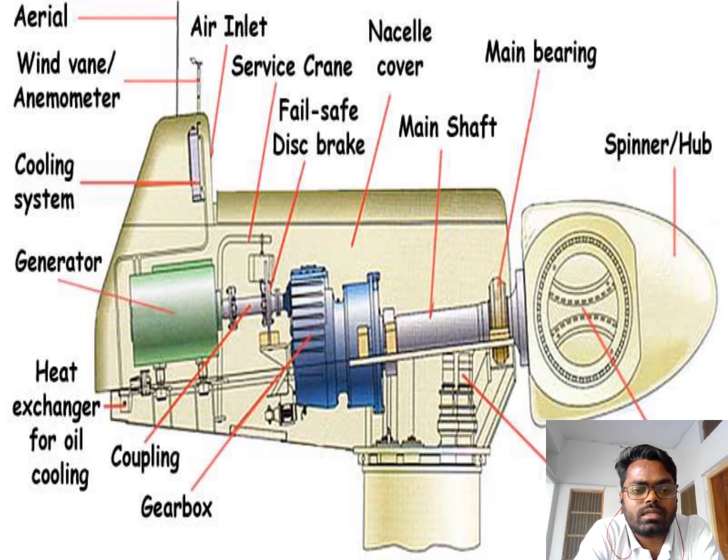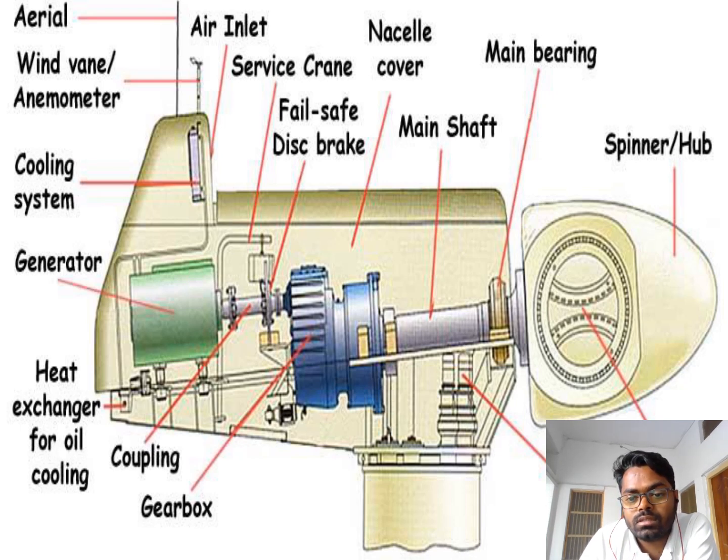Now in this slide you can also see that a cooling system is incorporated. Why do we use a cooling system here? Because the generator works continuously to convert wind energy into electricity, so it becomes heated. To avoid heating, we use a cooling system, and this heat is transmitted to the surroundings with the help of a heat exchanger.